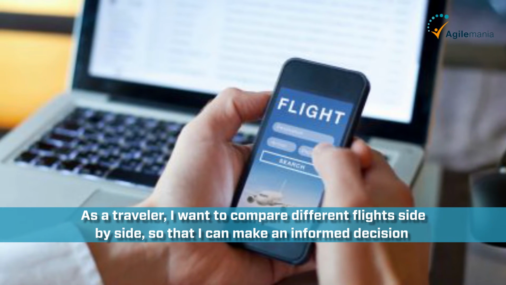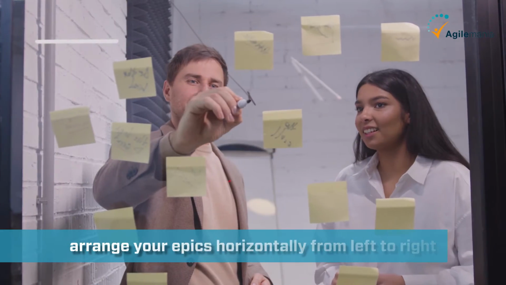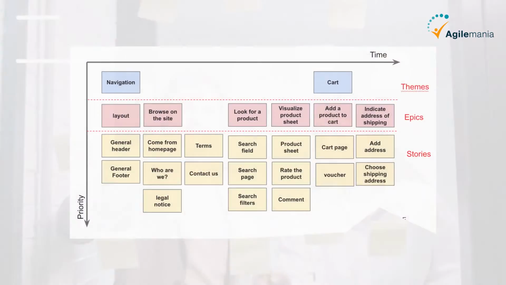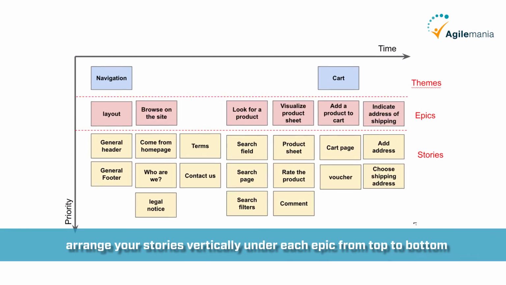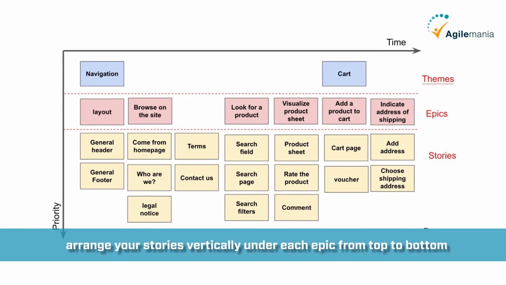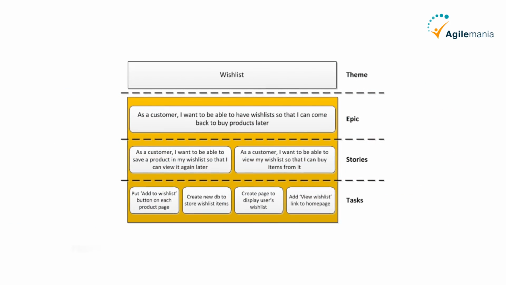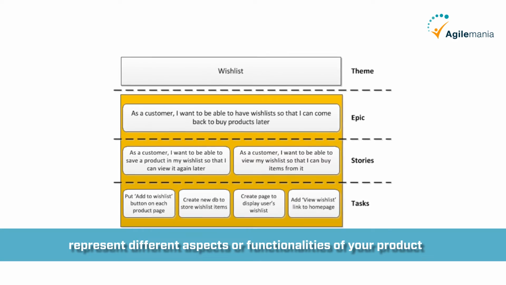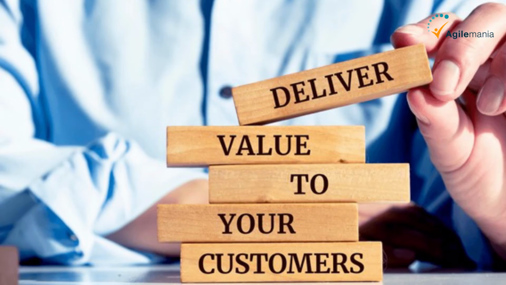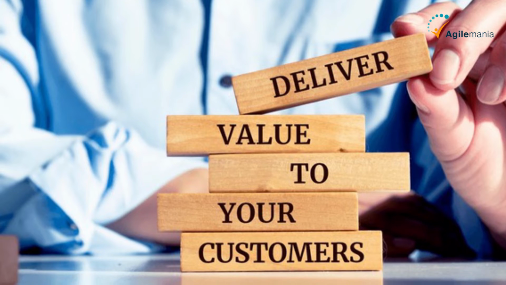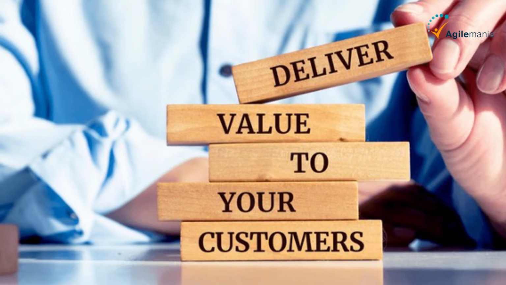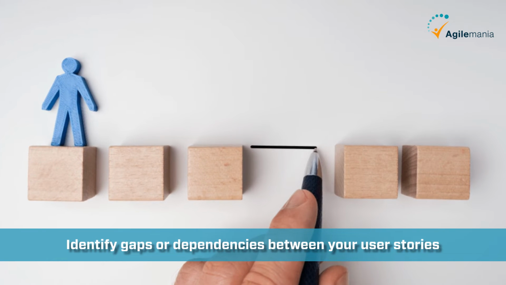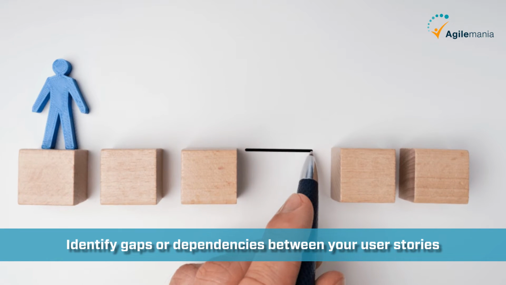You arrange your epics horizontally from left to right in the order that the user would perform them. You arrange your stories vertically under each epic from top to bottom in the order of importance or priority. You can also group your stories into themes or features that represent different aspects or functionalities of your product. A user story map helps you visualize the big picture of your product and how it delivers value to your users. It also helps you identify gaps or dependencies between your user stories and prioritize them based on their importance or urgency.